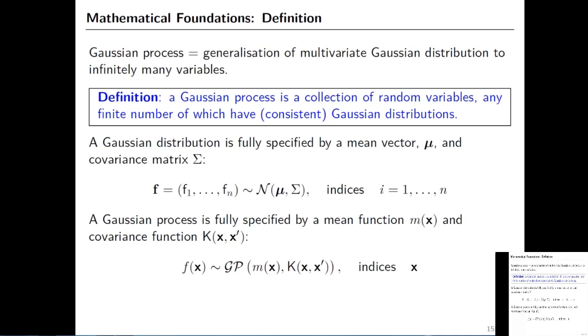Just as a Gaussian distribution is fully defined by a mean and a covariance, a Gaussian process is similarly specified now by a mean function, telling you the mean at any particular point in input space, and a covariance, which sets the correlation between the different points. And the notation that's generally used is F, which is now a function of X, is drawn from a Gaussian process with a particular mean and a particular covariance. And that's the same as this form, where we take a vector F, drawn from a multivariate Gaussian with a particular mean and a particular covariance. So it's sort of one to one.